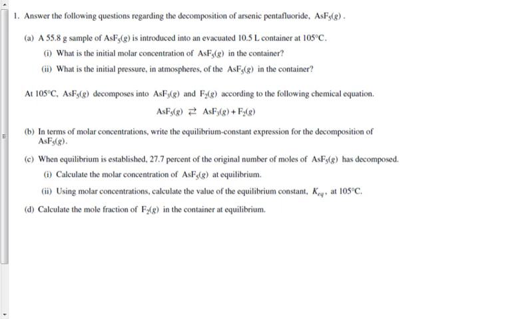Answer the following questions regarding the decomposition of ASF5. A 55.8 gram sample of ASF5 is introduced into an evacuated 10.5 liter container at 105 degrees Celsius. I don't think I have to say this, but please never get confused by the word rigid or evacuated. That just means nothing else was in there, right? So it's only that gas. Okay? I, what is the initial molar concentration of ASF5? Okay, molar concentration is moles over liters. So, you need moles over liters. Please, figure out what you think you need to do. It's worth 2 points.